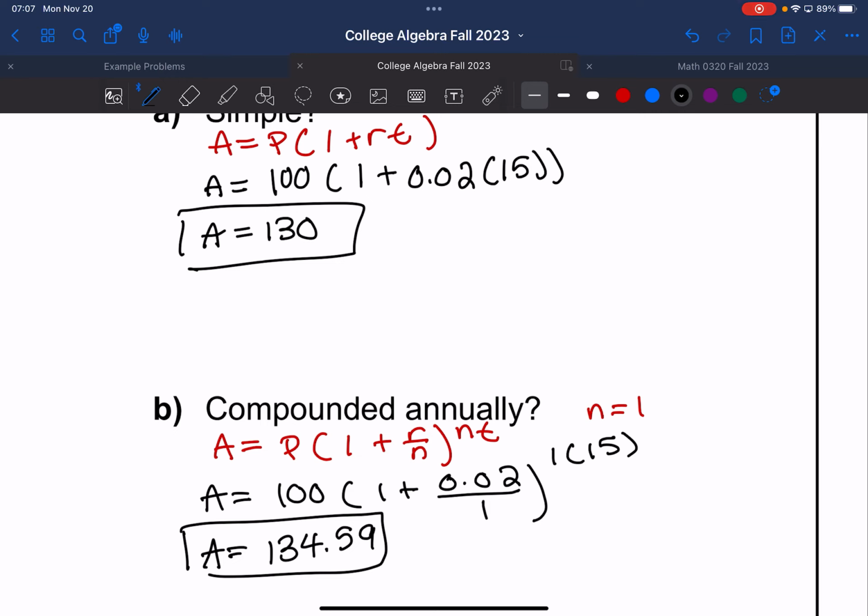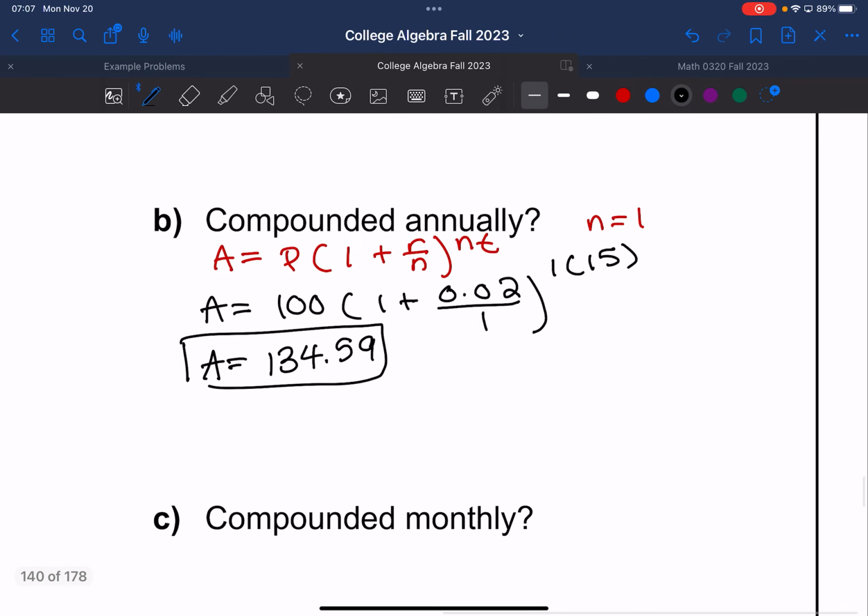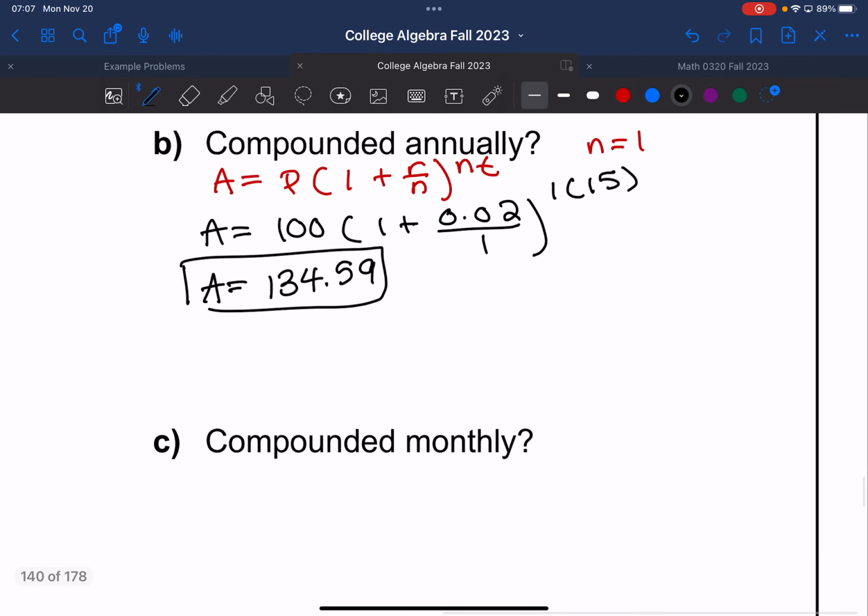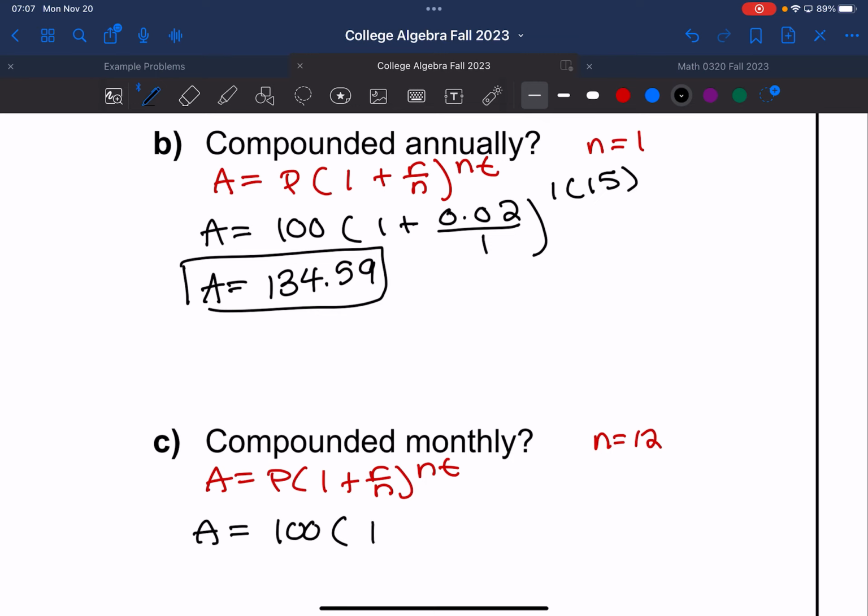Okay, so we get a little bit more money back compounding annually. Compounding monthly, the only thing that is changing is our N value. How many months are in a year? 12, so our N is going to be 12. All the same numbers except N. So A is equal to 100 times 1 plus 0.02 divided by 12 to the power of 12 times 15.